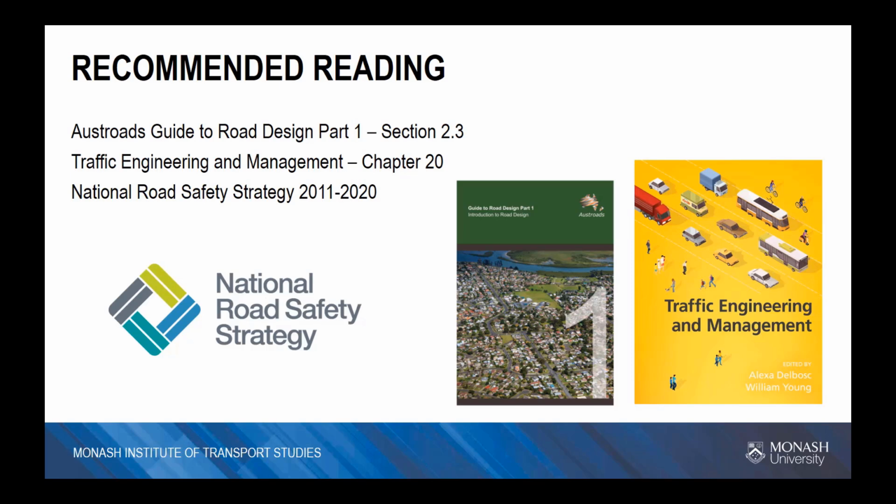In particular, Part 3 of the Austroads Guide to Road Design covers geometric design, and we'll come back and look at this in week 4 of this unit. For this week, it'd be worthwhile looking at Part 1 of the Austroads Guide to Road Design, in particular Section 2.3, which provides the Austroads interpretation of the SAFE system.